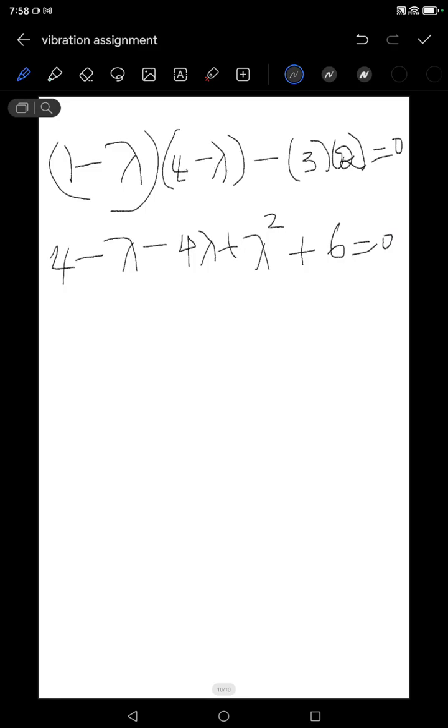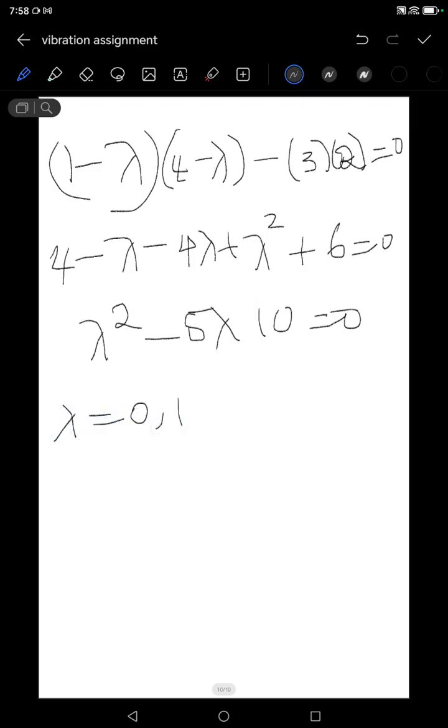So now we can write this equation of motion in a standard form. So we're going to have lambda squared minus lambda minus 4 lambda is going to be minus 5 lambda. 4 plus 6 is going to be 10 or equals to 0. And then now you can use the quadratic formula and get the value of lambda. Let's say our lambda is going to be 0.1. I'm just making an example, guys, here. Let's say it's going to be our first lambda. And then our lambda 2 is going to be 3. I'm just making an example here.